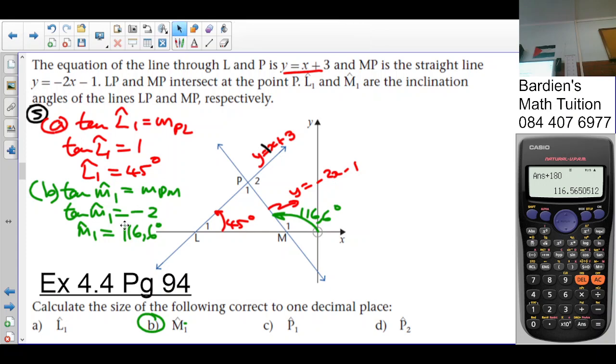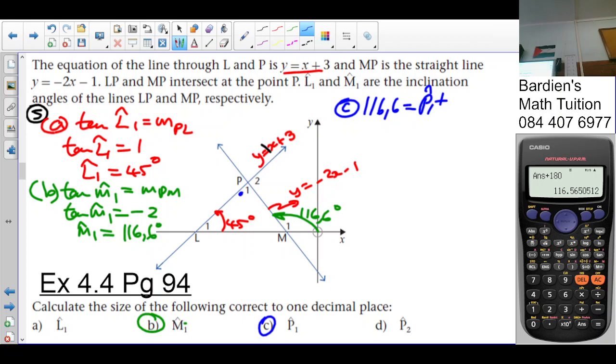The next one. They ask you to work out P1. How do you work out P1? You can say the exterior angle, which is 116,6, is equal to angle P1 plus 45 degrees. Why? Exterior angle is equal to the sum of the two interior opposite angles. Okay? So it's 116,6 minus 45 degrees. 71,6. So P1 is equal to 71,6 degrees.